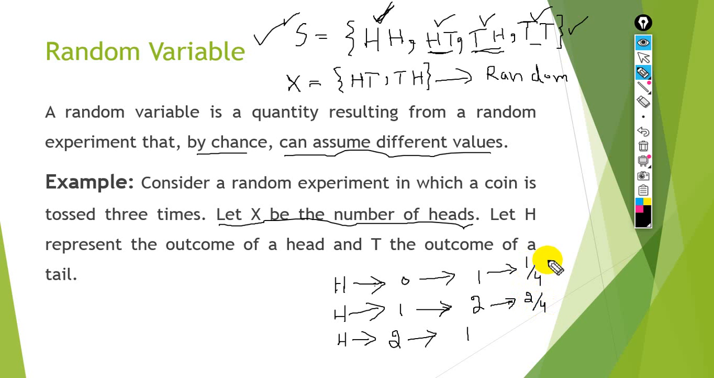The formula for probability is m divided by n, where m is the occurrence of the head or tail in a sample point, divided by the total number of sample points.